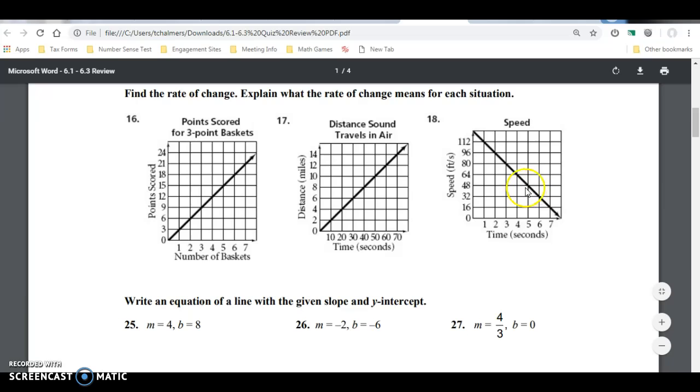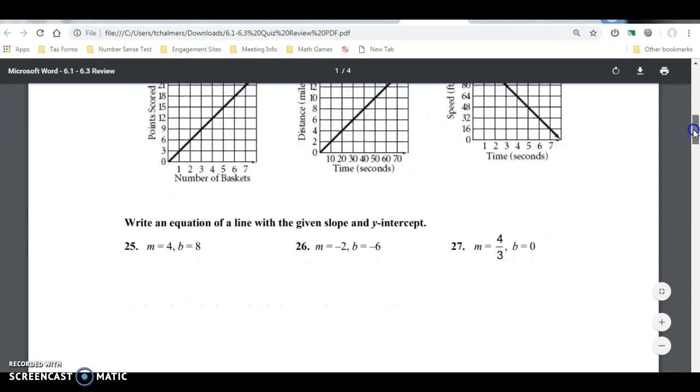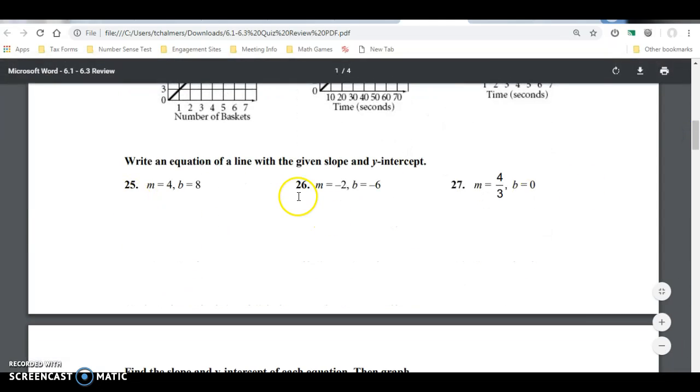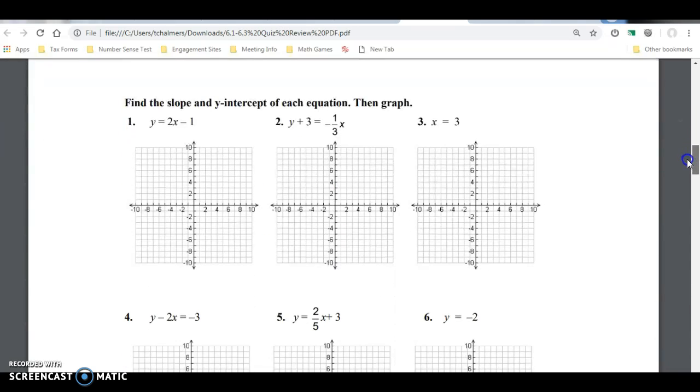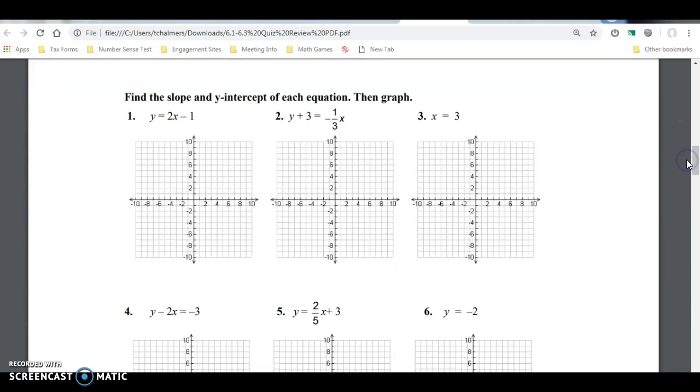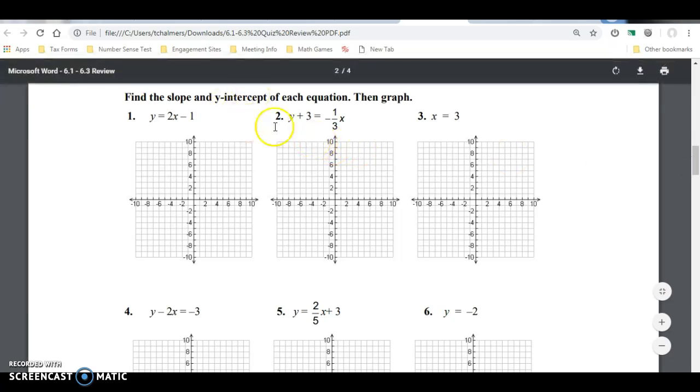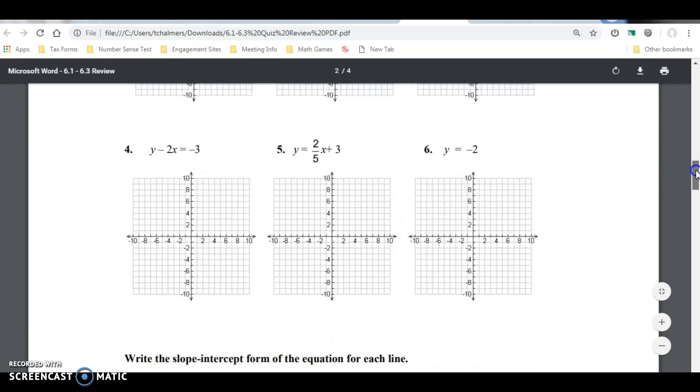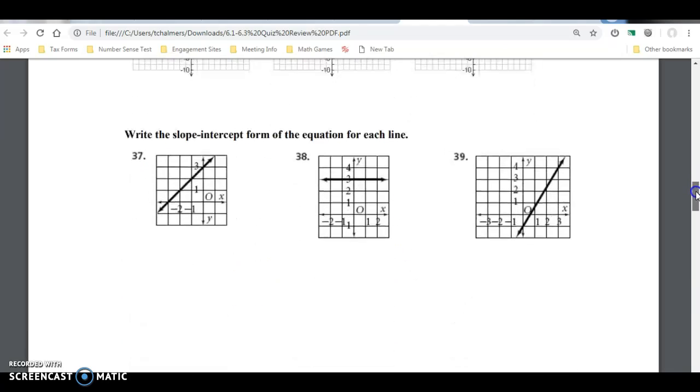Same thing for these three, but also make sure you're doing your best to state what that rate of change means for those graphs. Write an equation here for these slope-intercept form, y equals mx plus b. State the slope and y-intercept for these equations and then graph them. Make sure you notice that number 2 and number 4 need to be rewritten a little bit. So you have to solve those for y before you can answer that information and then graph.